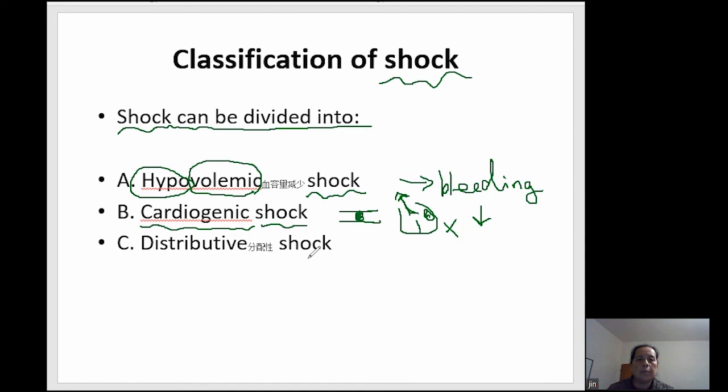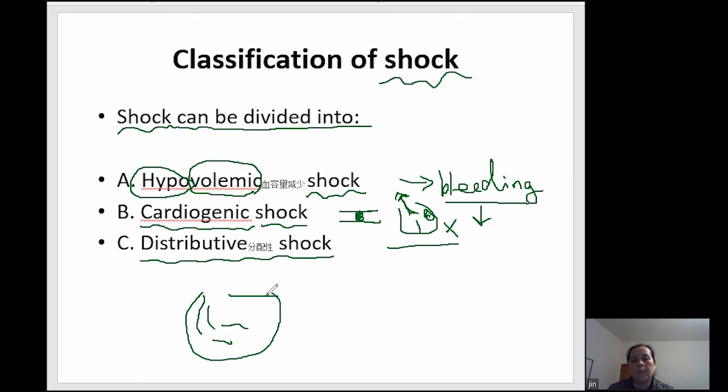Also, sometimes people haven't lost blood and the heart works well, but the blood is not sent evenly all over the body. Some parts of the blood vessels dilate and hold more blood locally, for some pathological reasons. The other parts of the body still don't have enough blood, similar to decreased blood volume. That kind of condition we call distributive shock.